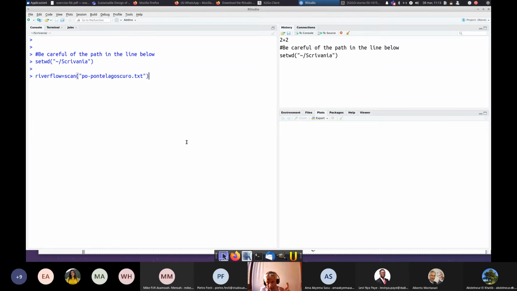So the name of the file to read from is po.pontelagoscuro.txt. You may remember this is the file where the river flows are placed. And where is this file located? It must be in the working directory that we just set. Given that I suggested to you to extract this file in the desktop, and to set the desktop as working directory, I believe it should work. Let's press return. So in my case, it worked.